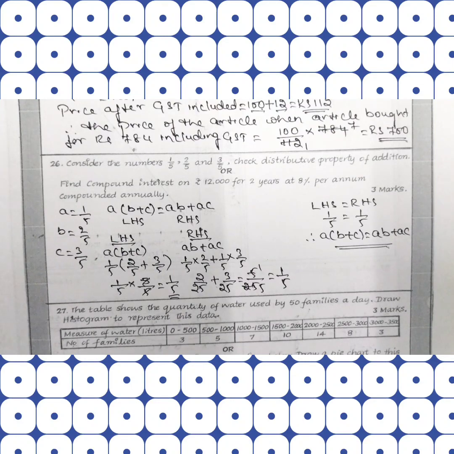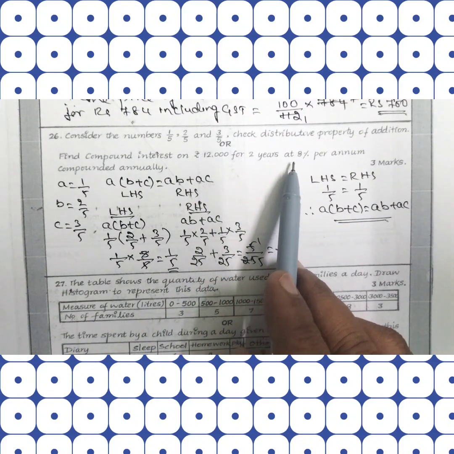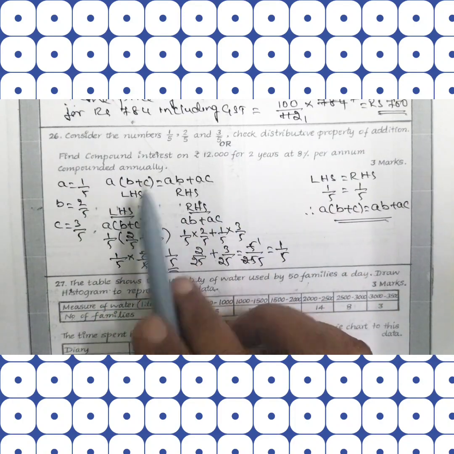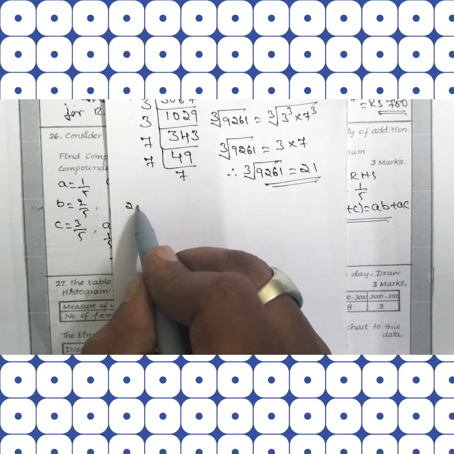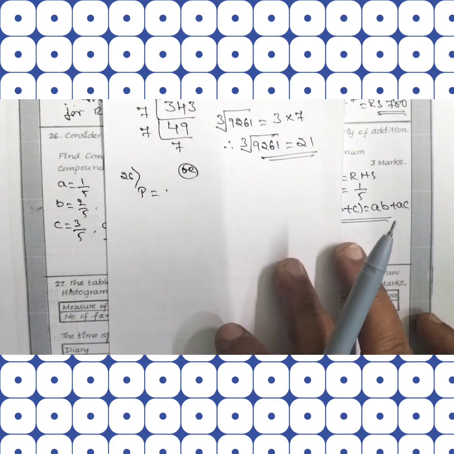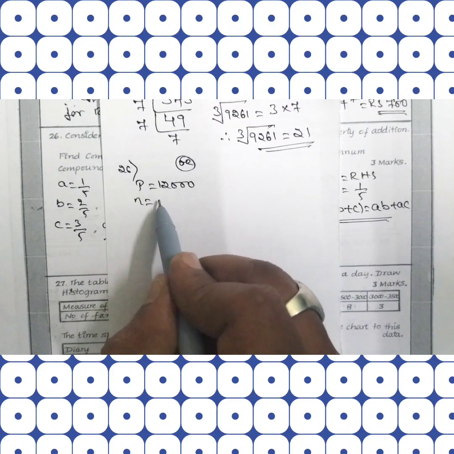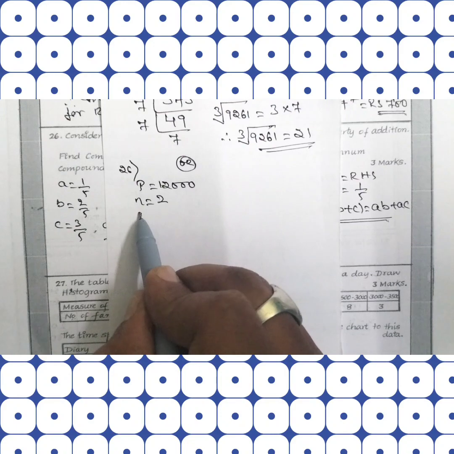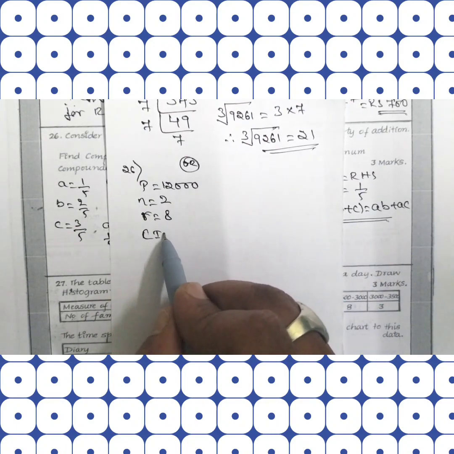Then the 26th second question is there. So now let us answer that question. Find the compound interest on rupees 12,000 for 2 years at 8% per annum compounded annually. So now let us answer this question. The 26th optional question is there. What is the principal amount? 12,000. Then number of years is equal to 2 years and rate of interest is equal to 8. So now we have to calculate the compound interest.